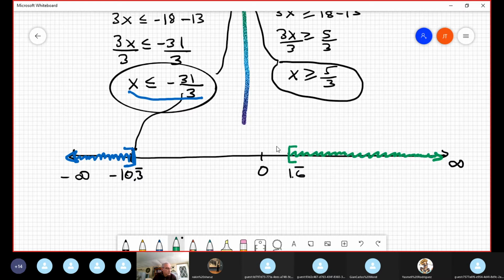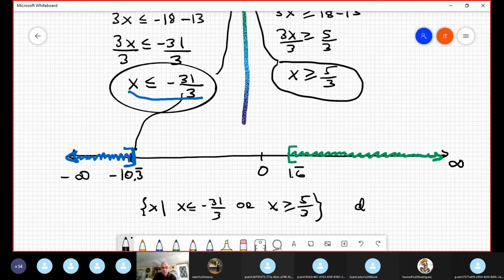And the set-builder notation looks similar to option D, no? Que es, curly bracket, x such that, and you copy both separately, connecting by OR. x less than or equal to minus 31 over 3, or x greater than or equal to 5 over 3. End of the story. It's option D, no? Any questions, guys?